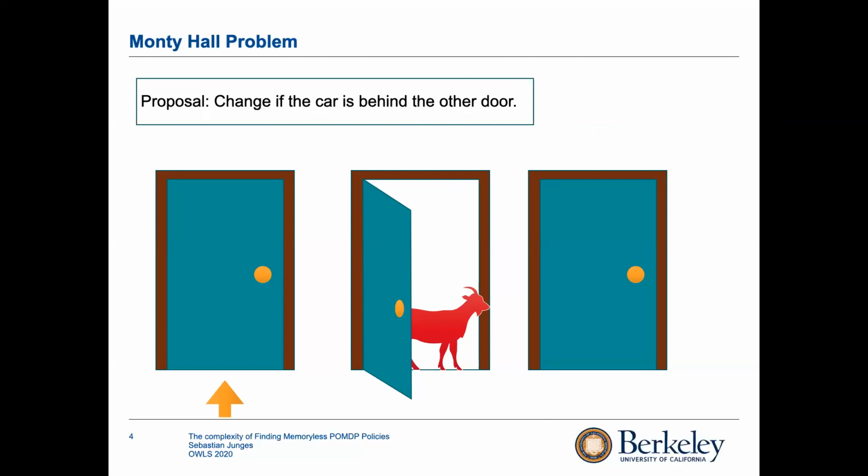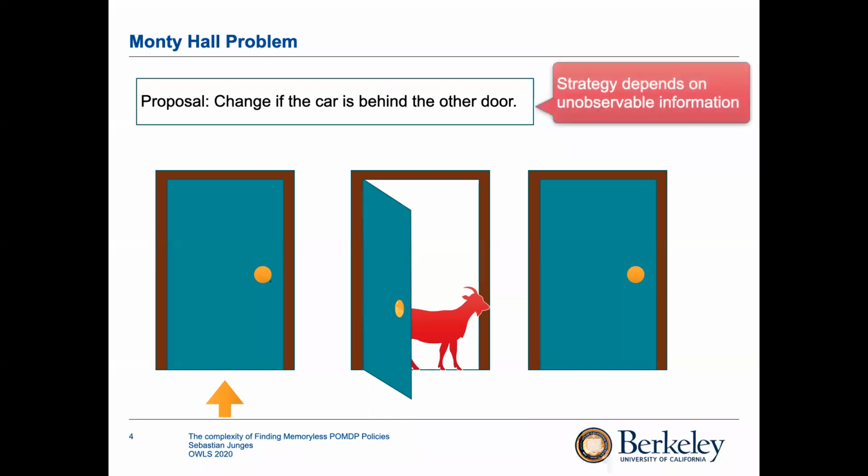And my proposal would be that you should switch doors exactly if you initially picked a door where there's a goat, because then if you switch, you will win the car. And if you initially picked the door with the car, then you should not switch, because you will switch to a door with a goat behind it. But this proposal is, of course, silly, because you do not know whether there's a car behind the door or not.